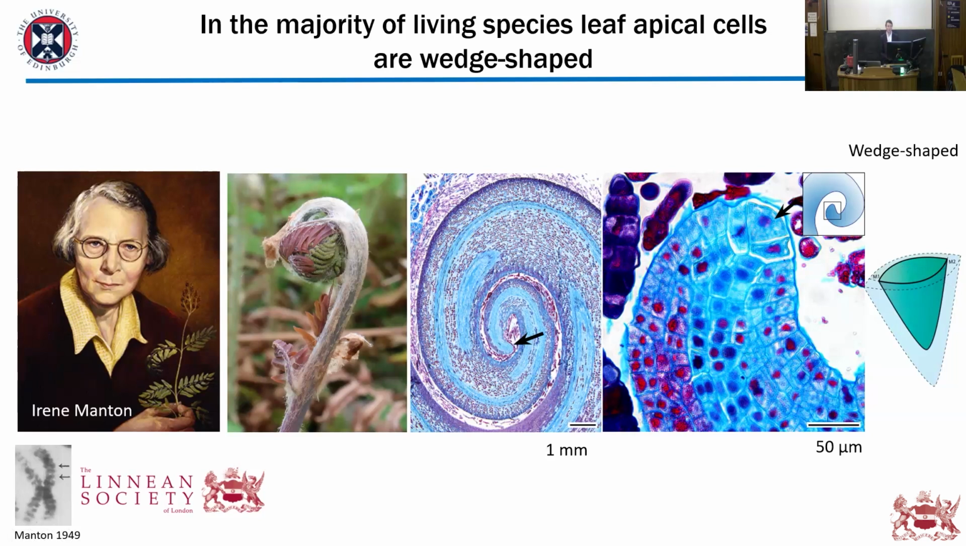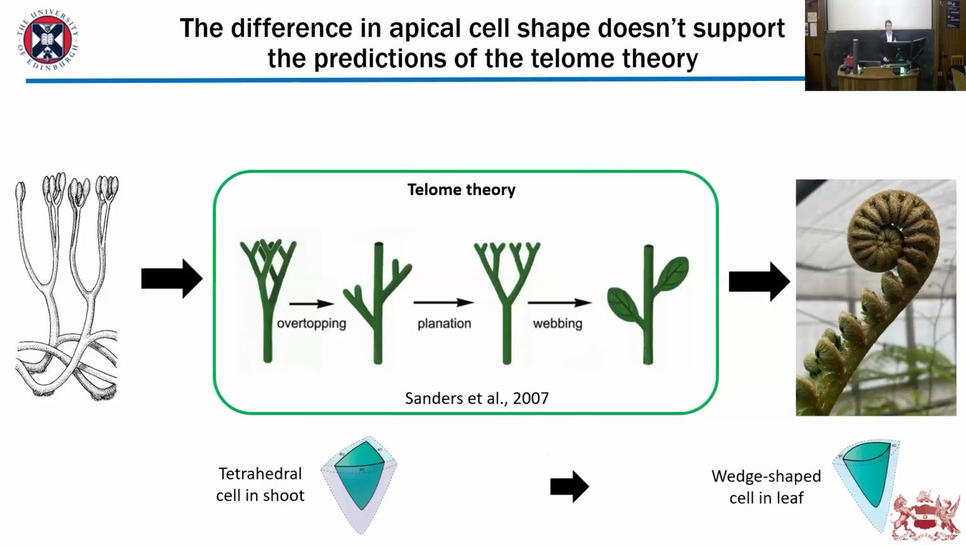cell. So what this tells us is from looking at these species that we have tetrahedral cells in the shoots of living species, whereas we have these wedge-shaped cells in their leaves. So it's quite a big difference and therefore doesn't necessarily support T-lone theory. But again, this is only based on comparisons of living species. So let's turn to the fossil record and see what that can tell us.